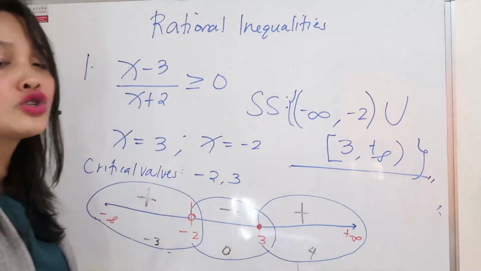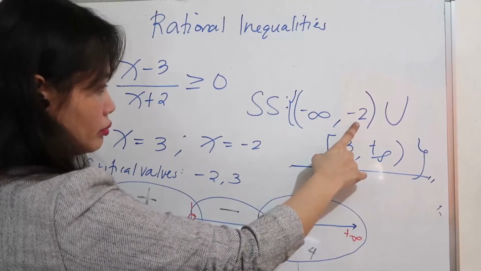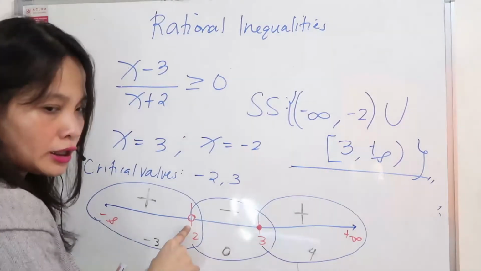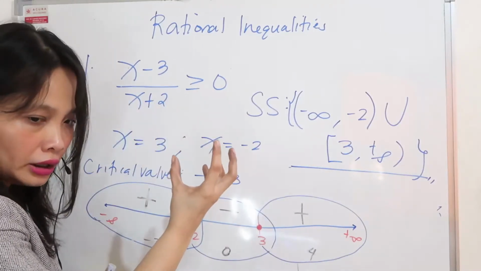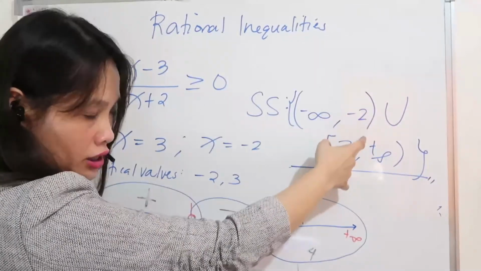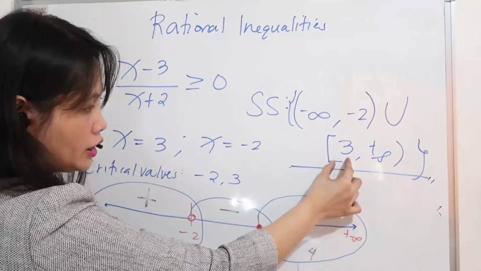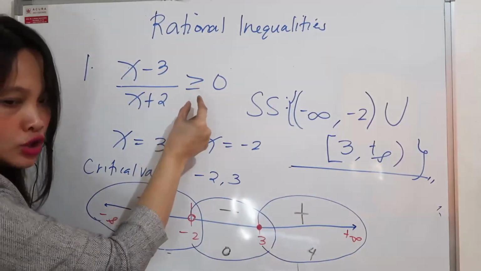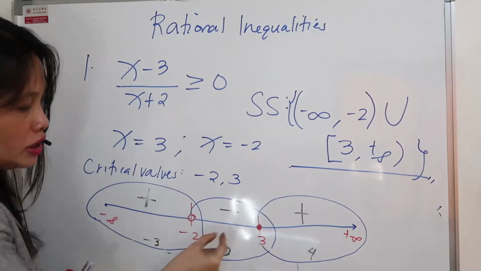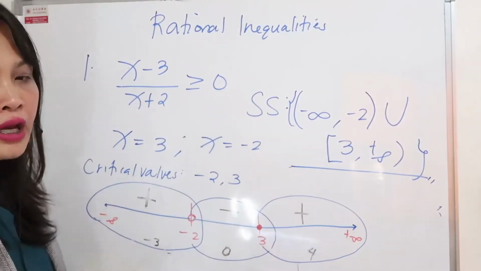So that is the solution set of a rational inequality. Again, I repeat: the solution set of the given rational inequality is negative infinity to negative 2 with a parenthesis, since negative 2 is not included, because if you substitute negative 2 in your denominator, it will become 0. So we need to use parentheses. Union with 3 to positive infinity. For 3, we put a bracket since the given is greater than or equal to, meaning 3 is included. Going to positive infinity. So that is the solution set of a rational inequality.